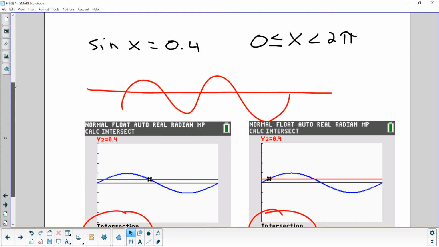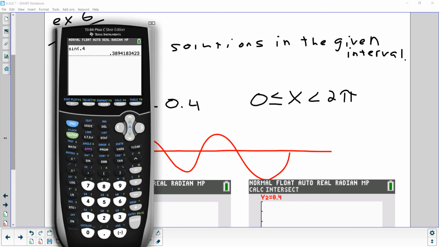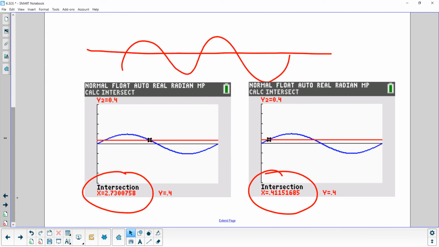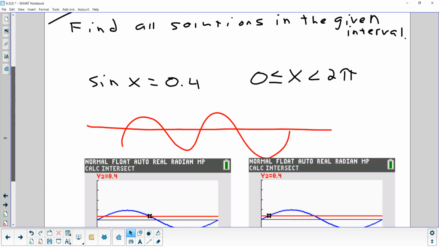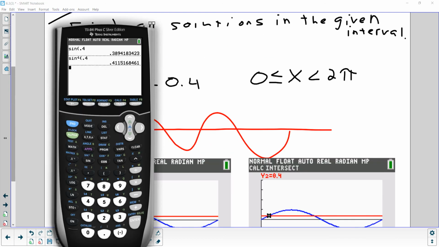0.389. Wait a minute. I know what I did. You have to actually type in the right thing. And I get 0.4115. If you scroll down, 0.41115, that was one of my answers. Okay, so we're going to talk about what I just did right there in a little bit. But I'm just showing you that graphing is not necessarily the fastest way to do this. Not that hard, but not the fastest.